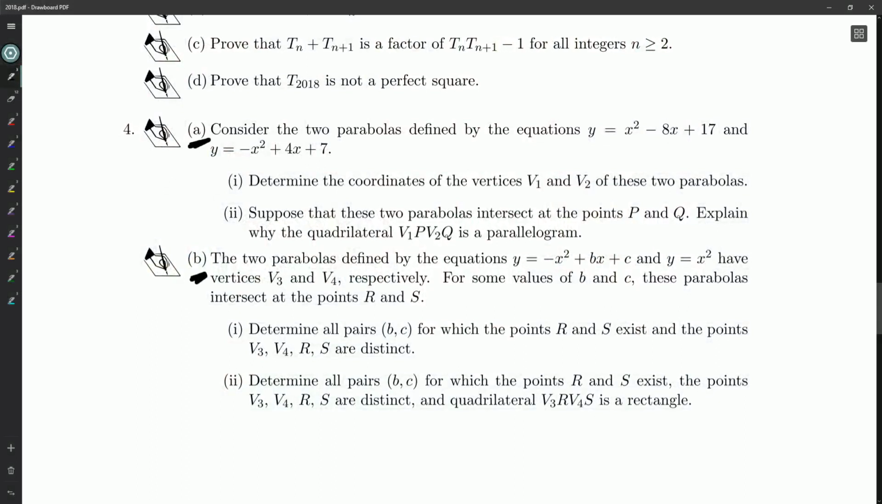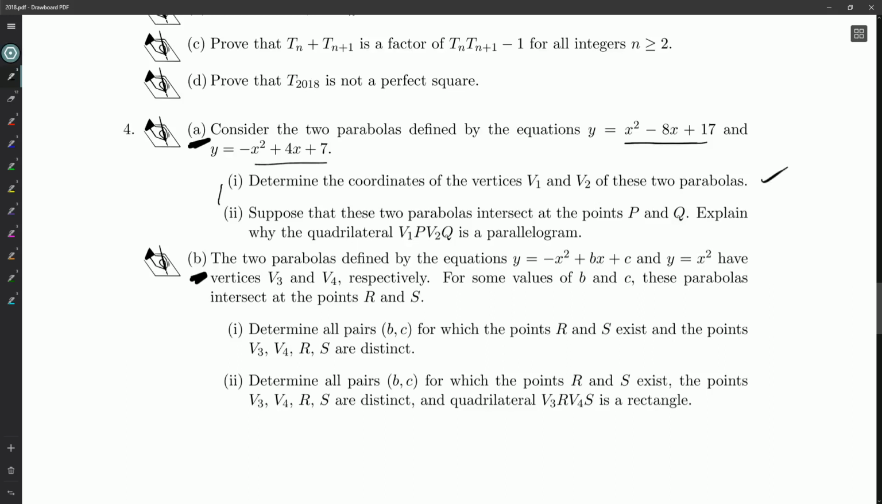What have we got for A? Consider the two parabolas defined by the equations x squared minus 8x plus 17 and negative x squared, this is a downward facing parabola, plus 4x plus 7. We got two things to do in this question. Determine the coordinates of the vertices of the two parabolas. Okay, that won't be too hard. We actually know the equations. Just complete the square and get it in vertex form.